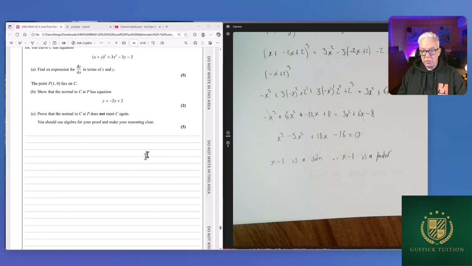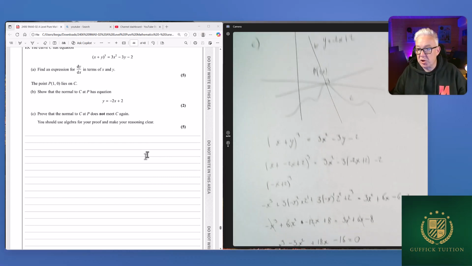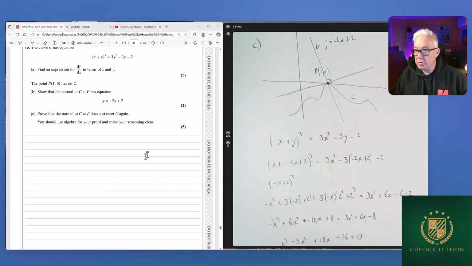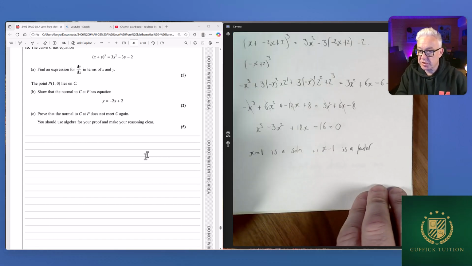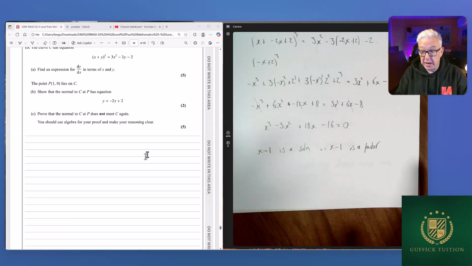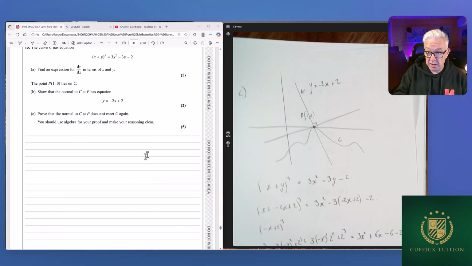Now, this equation, remember, has been formed by subbing in the equation of the normal into the parametric curve. And we know that there is a solution when x equals 1, because we know that the point P is our point of intersection. So when x equals 1 is a solution to this equation that we've just got, then that means that x minus 1 is a factor.